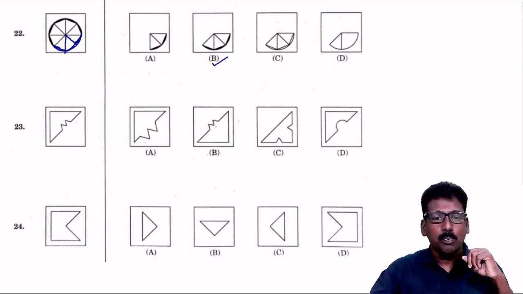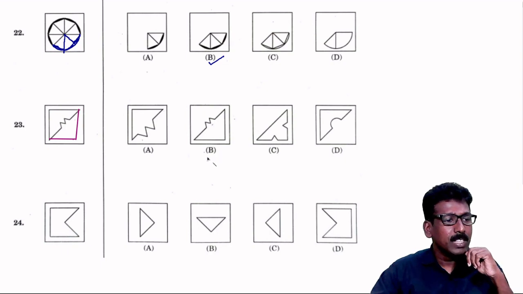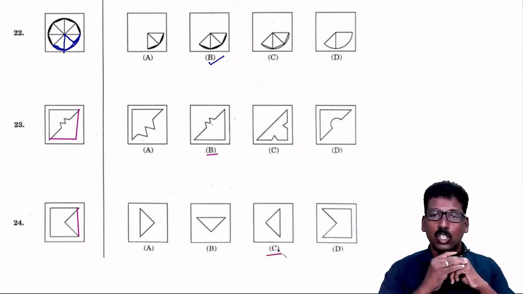Similarly, yes, the next one is a part of a square. Now, if you join this one, yes, the same figure, B will be the same figure. Now, here again, this is a square. This part is missing. Yes, C can be the correct option.